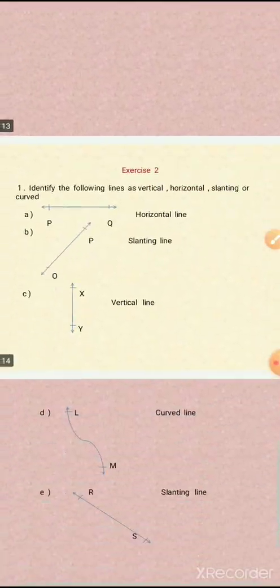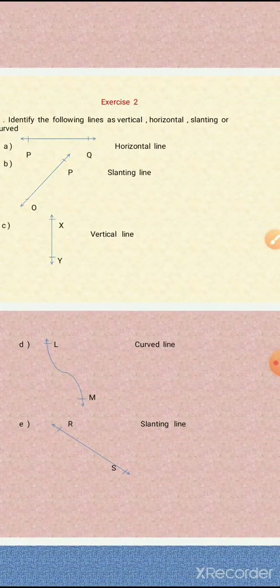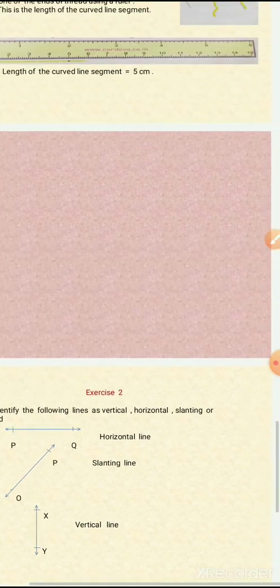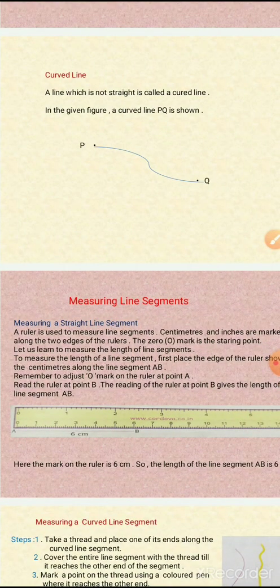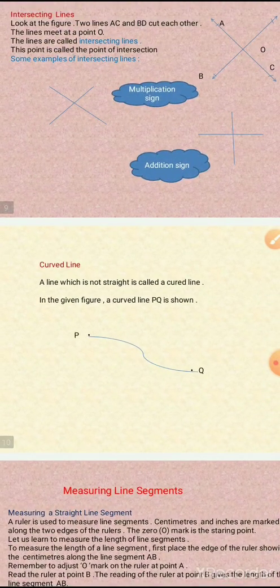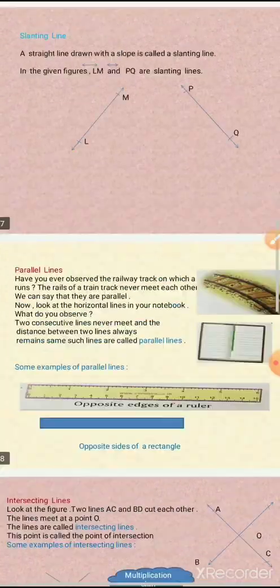And the fourth figure is of a curved line, which is not straight. The line which is not straight is called a curved line. So figure D is a curved line. And the last one is a slanting line. We have just learned what a slanting line is. Once more, we will revise all the types of lines.